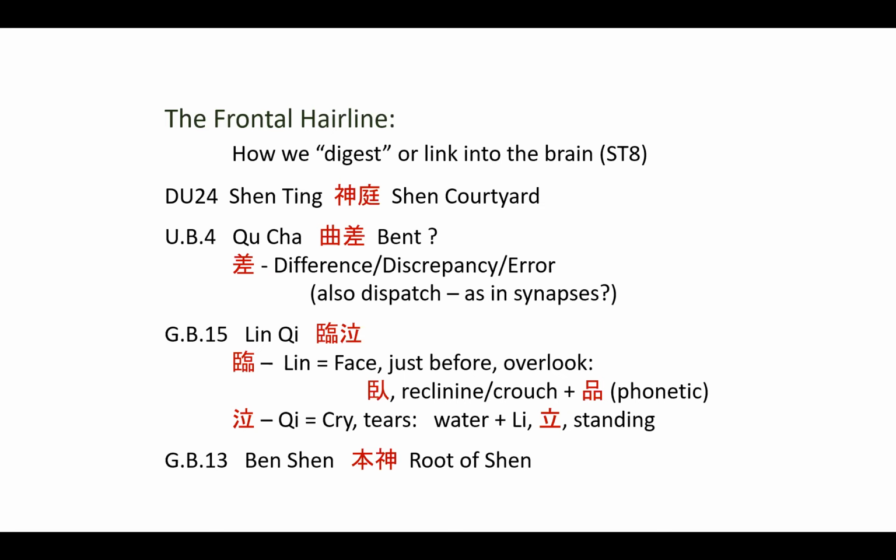But the very first part of the stomach channel is about taking the world in: the eyes, the nose, the mouth, the ear. Take the world in and bring it into the brain, digest it into the brain. And it passes through the frontal hairline. So these are Shen points: Gallbladder 13, Du-24, Gallbladder 15. So we're seeing that the frontal hairline was seen as a way to take in the world.